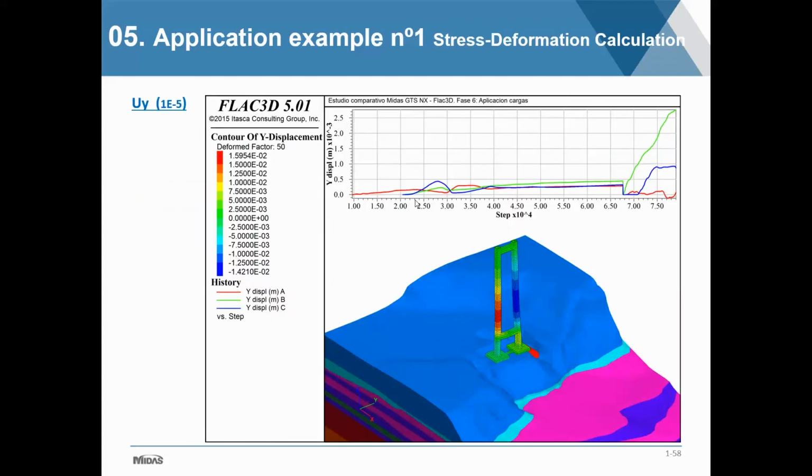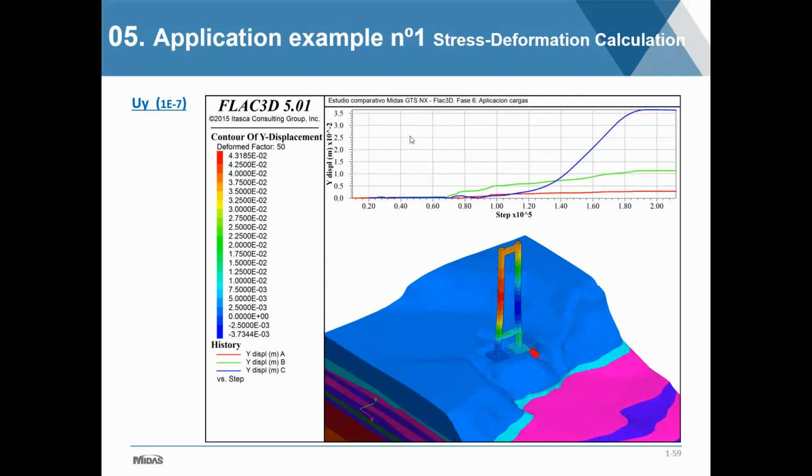Comparing that to the results in FLAC, again by the default criteria, we see that the graph is still showing there's missing information, more displacements to come. If we look at the second criteria, again, the top of the pier is the blue line. It's starting to show that that's where the majority of the deformations or displacements will happen, as expected.